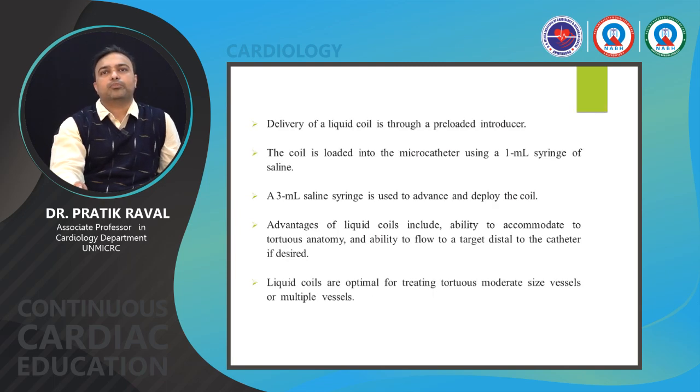They come with a pre-loaded introducer. The coils are loaded into the microcatheter with the help of a 1 ml syringe, and then another larger 3 ml syringe is used to gradually push the coils up the catheter. The main advantage of these liquid coils is their ability to accommodate tortuous anatomy and to flow to a target which is far distal to the catheter location. And these coils are very optimal for treating tortuous vessels.